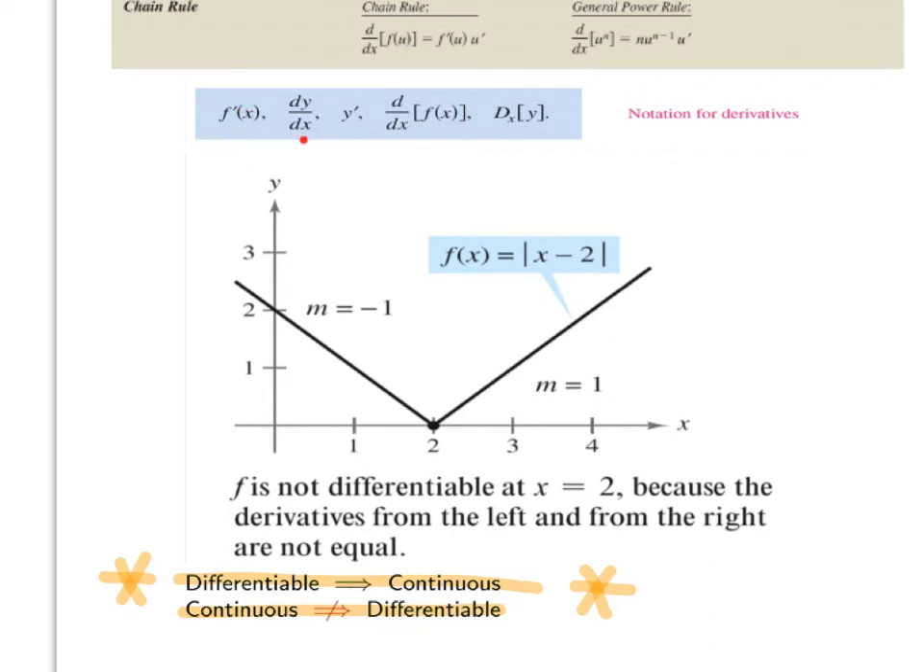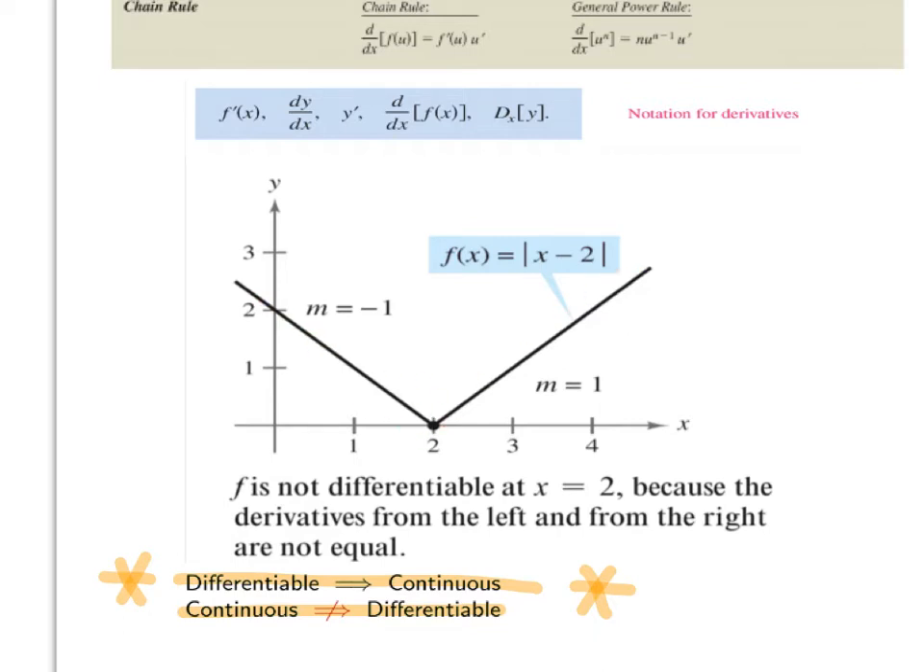F prime, dy dx, y prime, d dx of f of x, that's saying we want to take the derivative of f of x, and then this d sub x of y, that's saying the derivative of that function of y. So one thing to keep in mind is differentiable versus continuous, and continuous versus differentiable. They're not necessarily interchangeable.